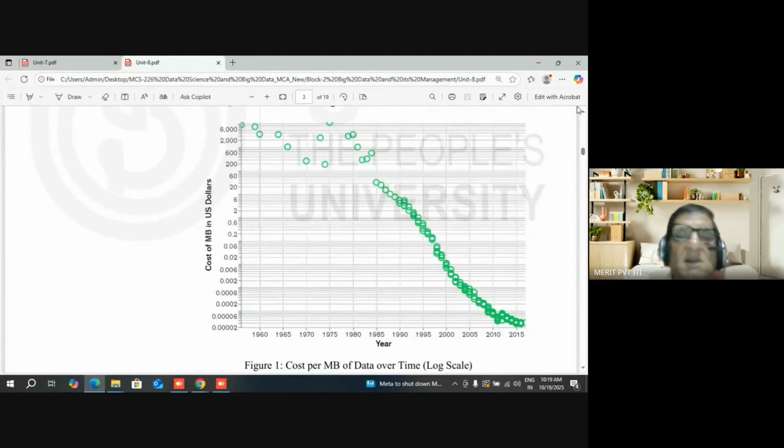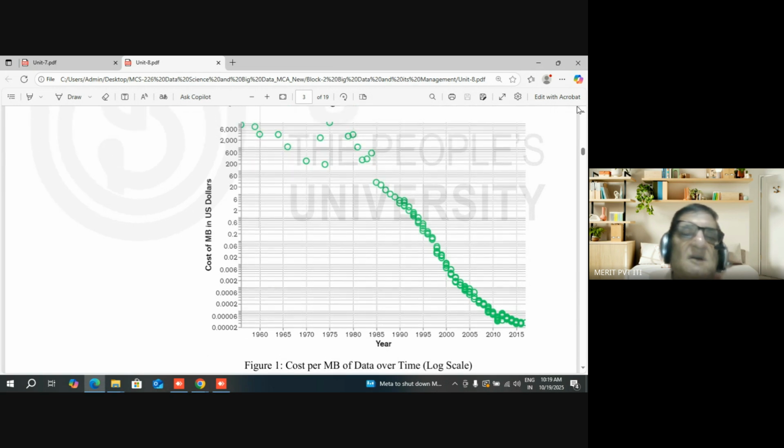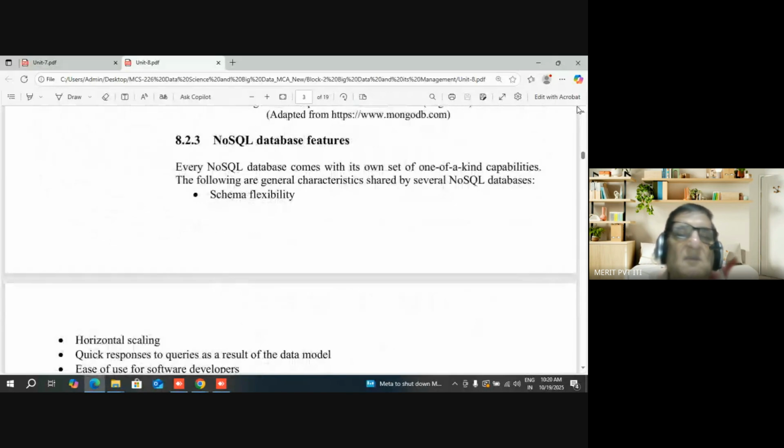So this is the cost per million bytes of data over time, the cost of a million bytes in US dollars. That's the type of thing. It goes up to almost $6,000 and so on. In the year 2024, things are becoming more expensive still when the data is too large.